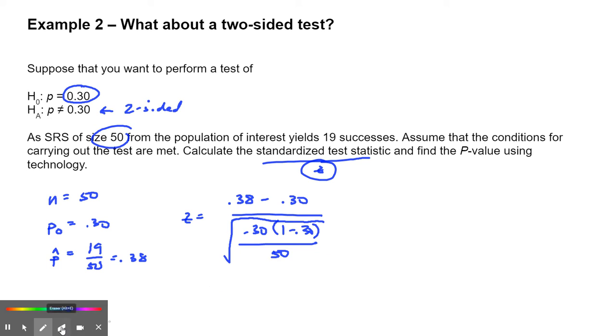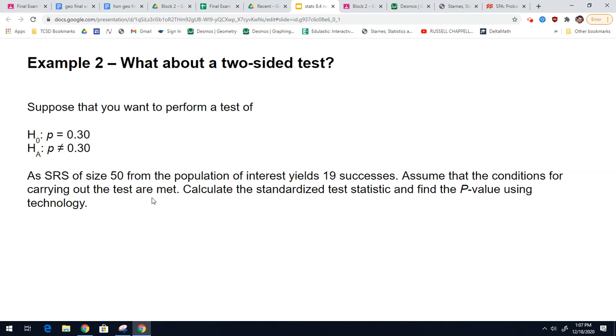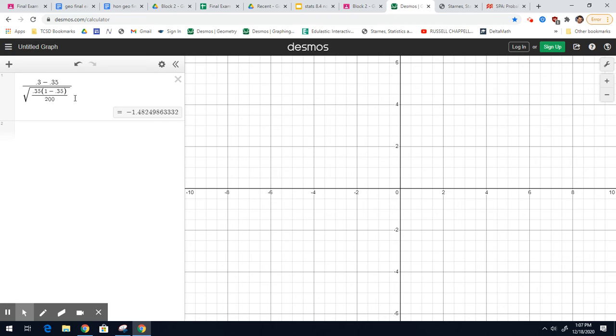Okay, let's go type this in. So if I go here, let's delete that. Okay, so fraction bar, do the top, 0.38 minus 0.30. In the bottom, get your square root down there, open up a fraction, null value, 0.30 times 1 minus 0.30, all over 50. And there's my z value rounded off to 3 decimals. The 4 does not change the 4. So our z equals 1.234.